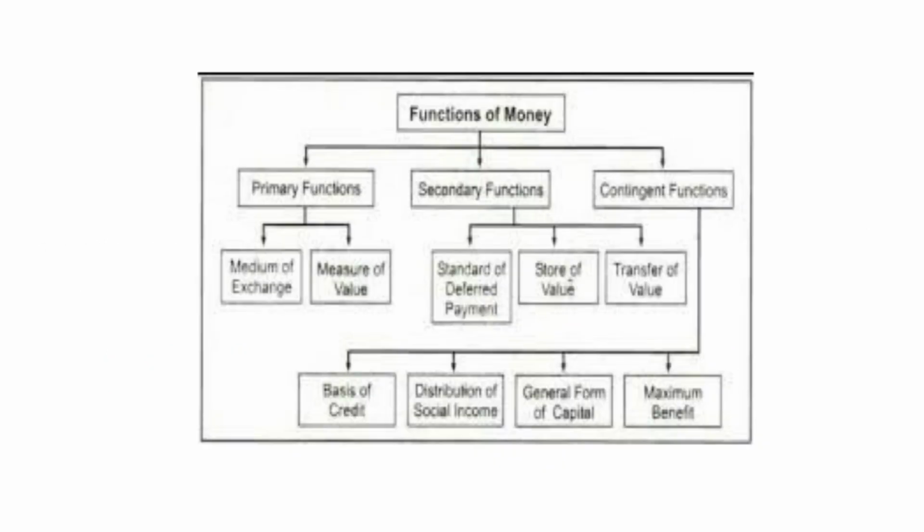You can just see the diagram here and we can take up the explanation in the later slides. Functions of money can be divided into 3 functions: primary, secondary and contingent. In primary functions, first is the medium of exchange and second is the measure of value. Now we'll take it in an elaborate way. What are the primary functions of money?